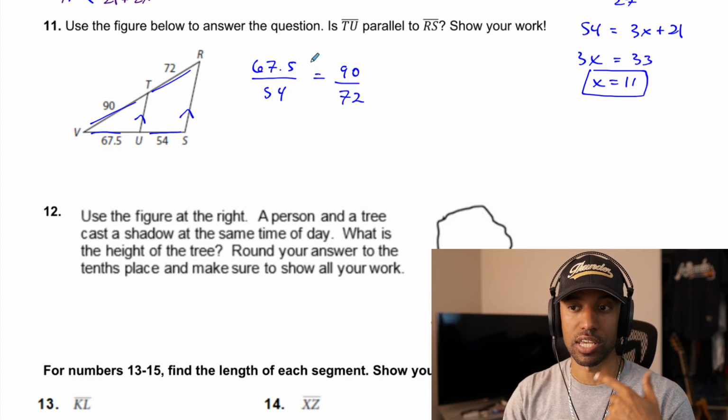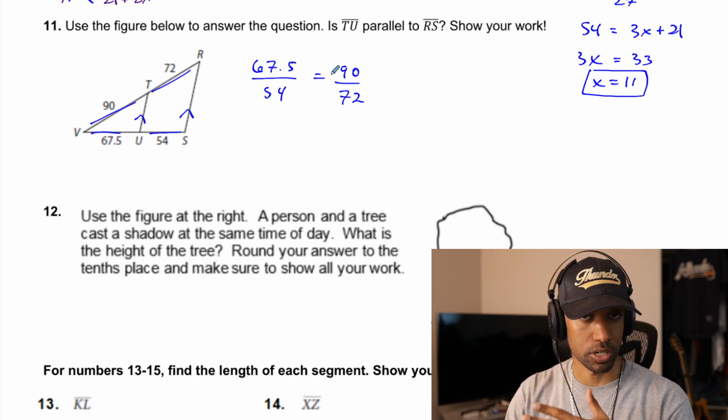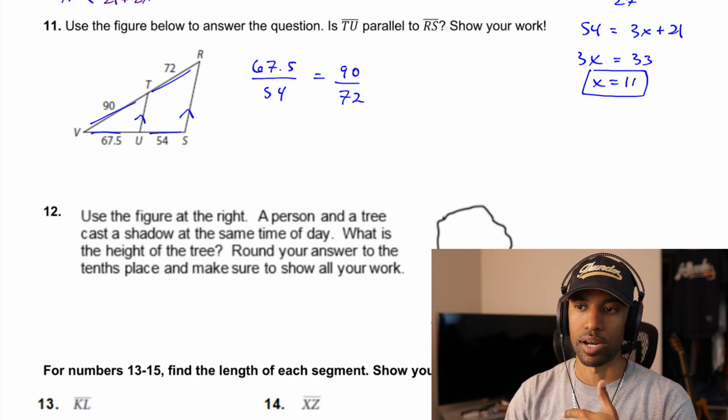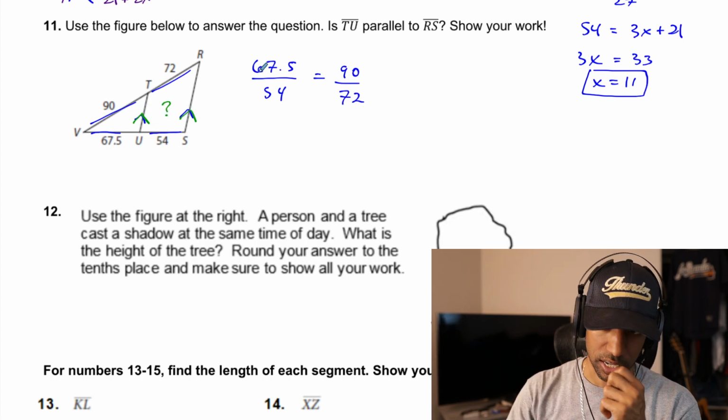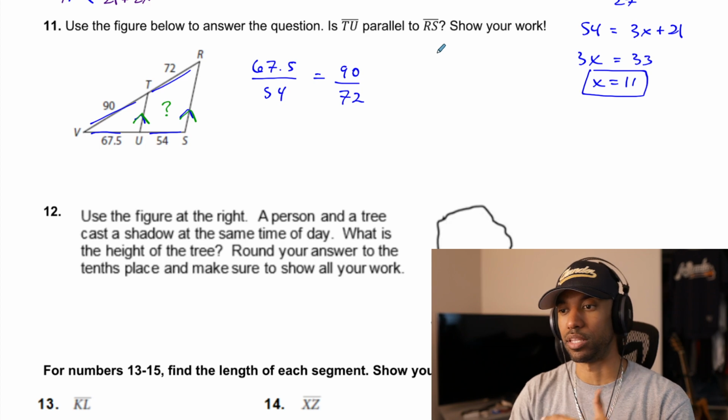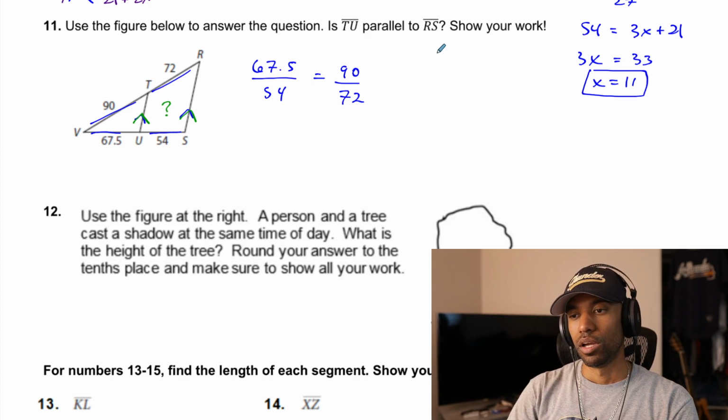Now, the converse of it says if these two are in proportion, then that means these lines are parallel. So now the question is, are these lines parallel, by checking to see if these are in proportion? So kind of working the other way.